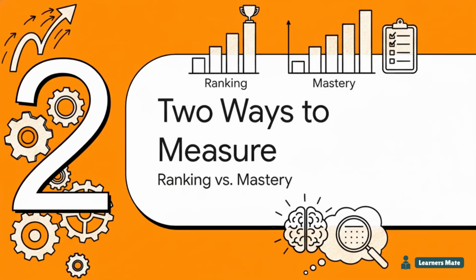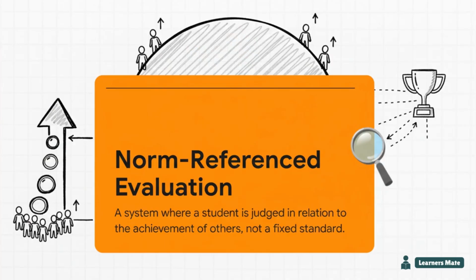So, if evaluation is this big feedback loop, how do we actually go about measuring performance? Well, this brings us to 2 totally different philosophies for interpreting a student's score. And this is where things get really interesting. Okay, first, we've got the one most of us are probably super familiar with, norm-referenced evaluation. This is, plain and simple, grading on a curve.